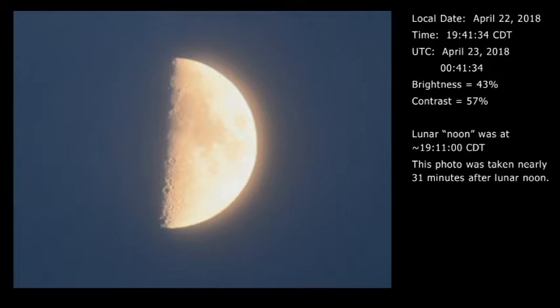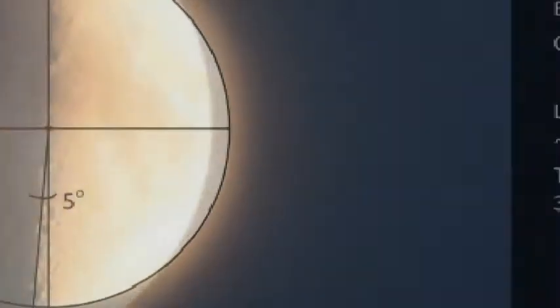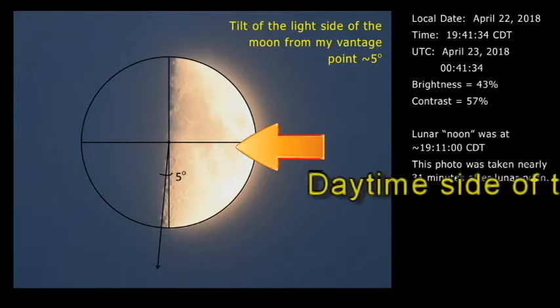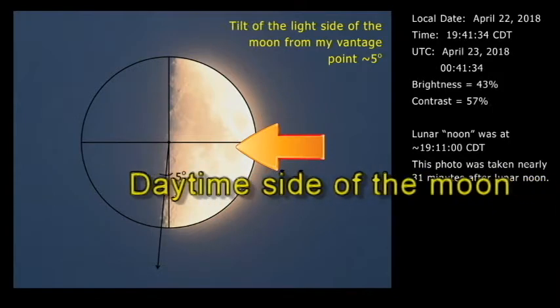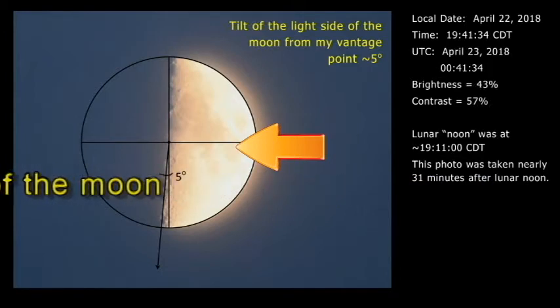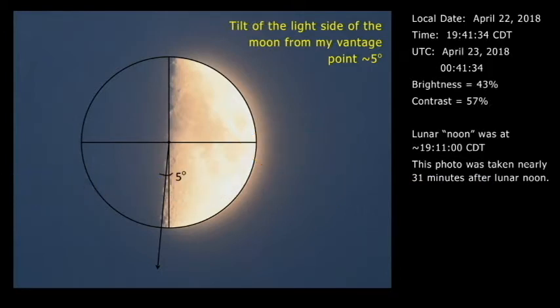So what does that mean? Well, here I'm just going to show you the tilt of the light side of the moon from my vantage point was about 5 degrees. Now the lit part of the moon is just the daytime part of the moon. And what I mean by this 5-degree tilt is it was tilted 5 degrees from vertical, all right, from my vantage point. And I started to wonder, does that mean anything?